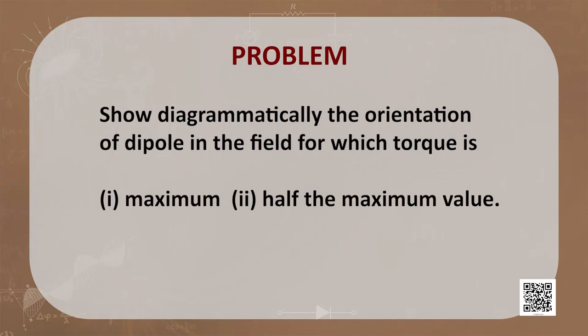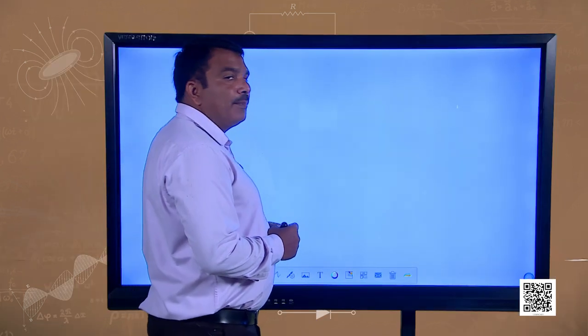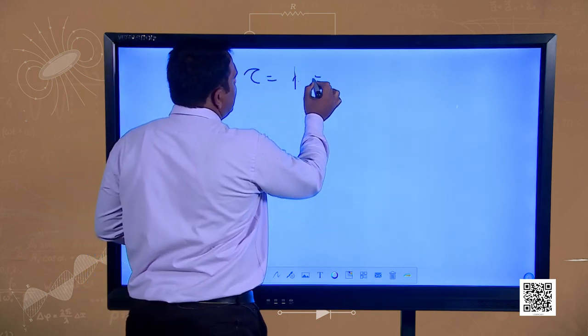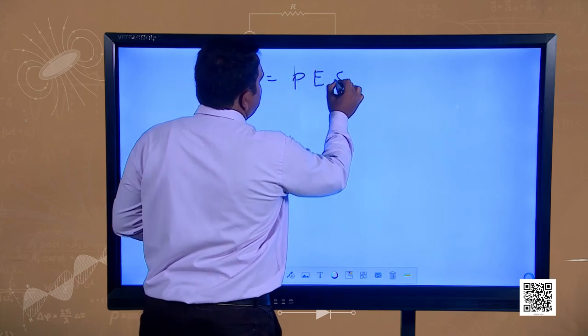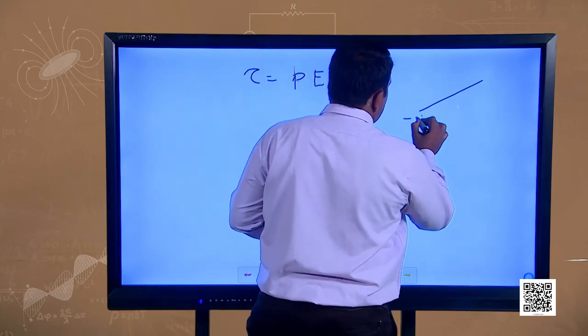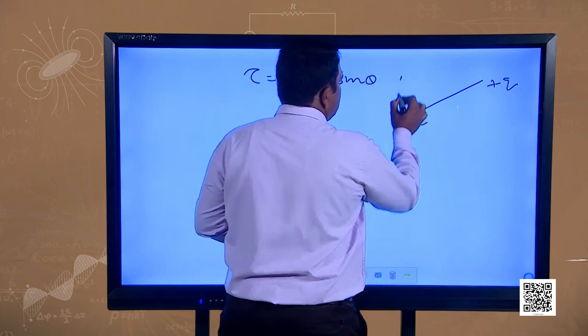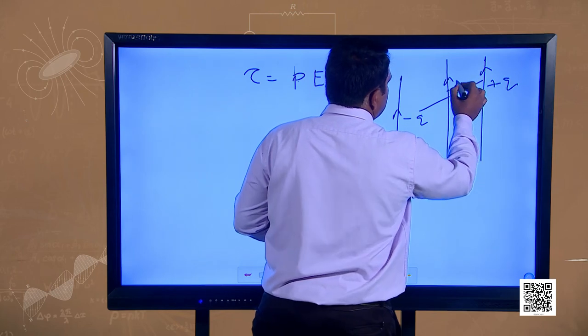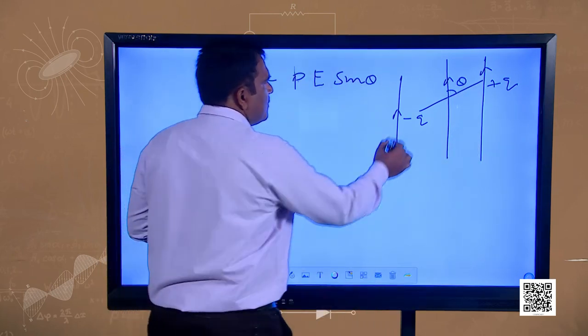So, diagrammatically, show the orientation of a dipole in the field in which, number one, torque is maximum, and number two, half the maximum value. We know that torque acting on electric dipole when it is placed in uniform electric field is tau equal to pE sine theta. Suppose this is your electric dipole and it is placed in a uniform electric field, making an angle theta with the direction of electric field.